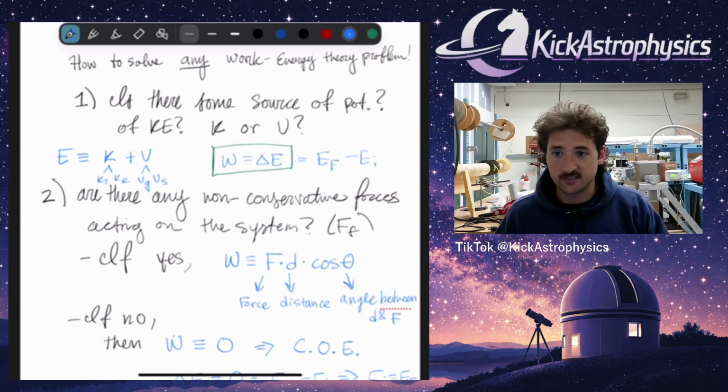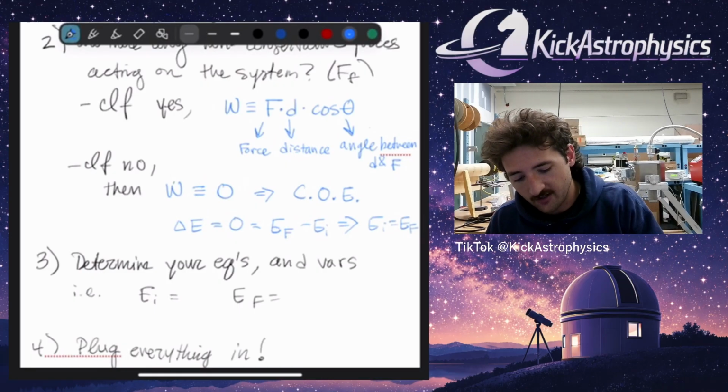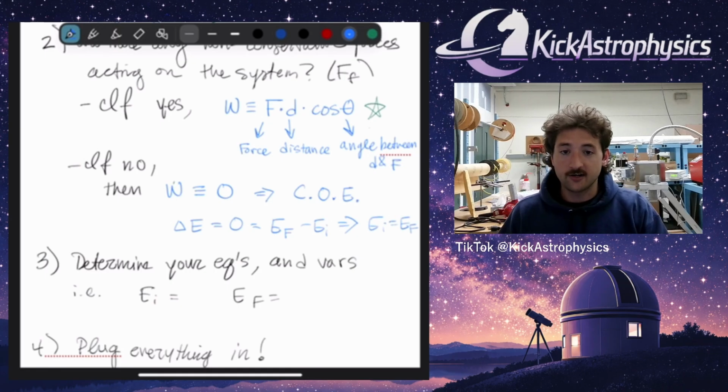We have some source of potential or kinetic energy. Then we ask ourselves, are there non-conservative forces? Basically, are we going to include work in the system? And then the third part is just determining our equations and our variables, right? So we already have this equation for work up here. And then it's up to us to determine what the energy is represented by in those specific instances.